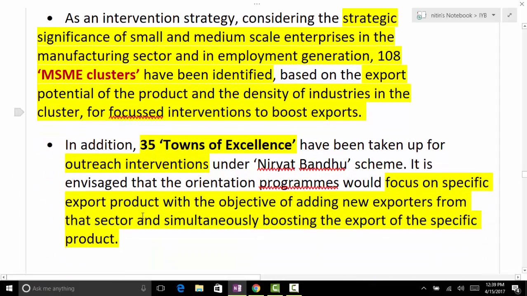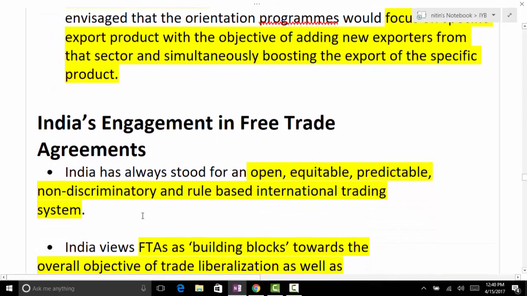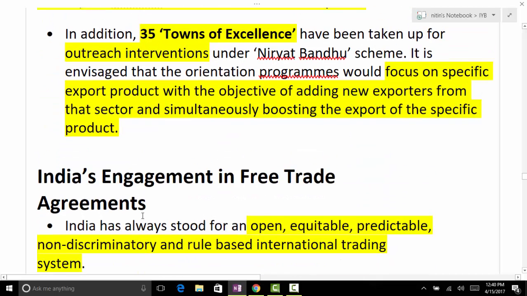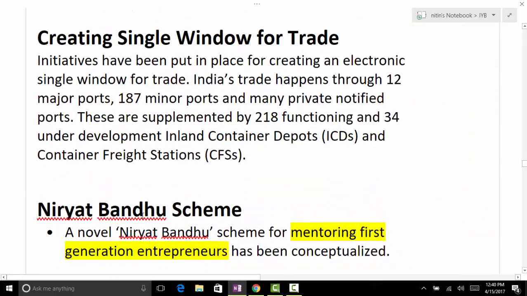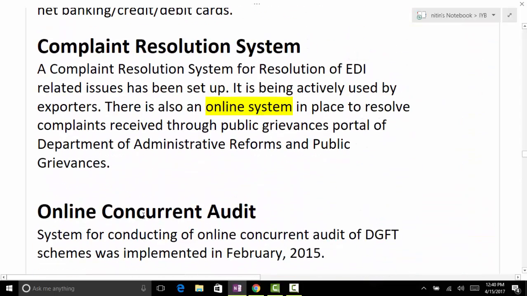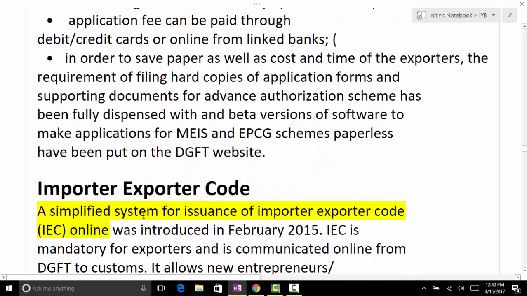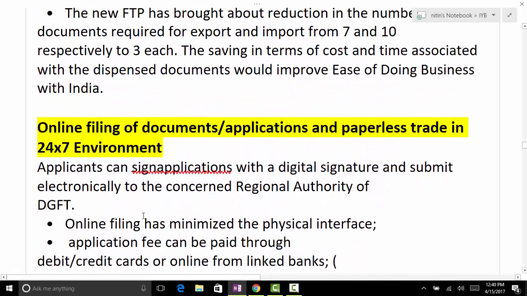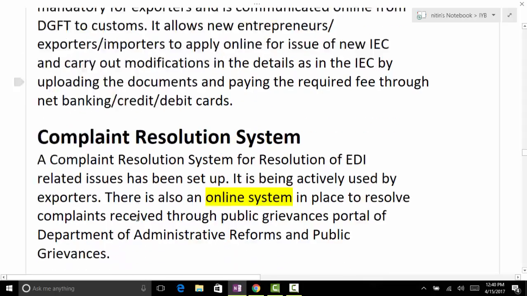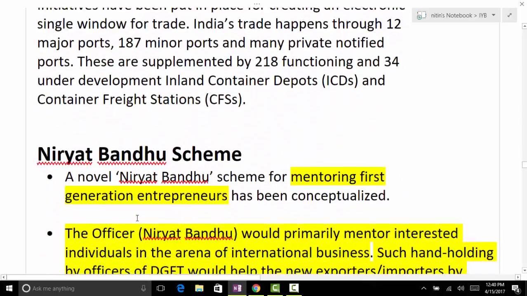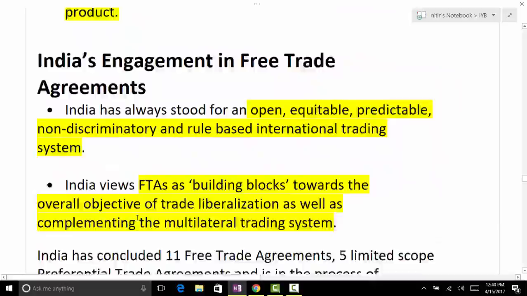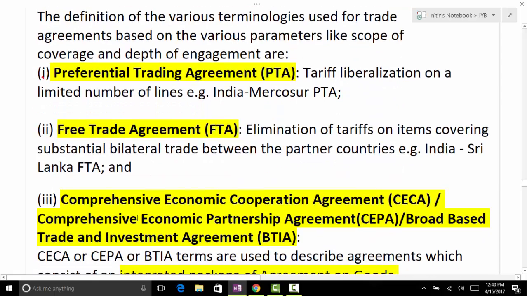Then towns of excellence, a kind of outreach program. Go through these points once again, whatever we have done till now. What is an outreach intervention? You reach out to them and tell them what to do.